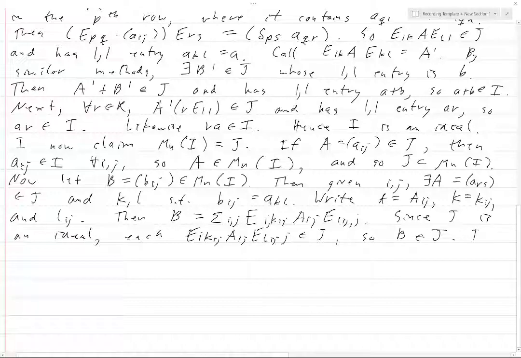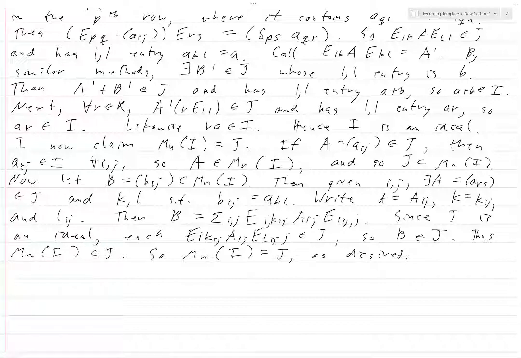So thus, Mn of I is contained in J, so Mni equals J as desired. All right, now this completes the proof. Ha, just kidding, LOL. We're not done yet. We gotta prove that we have a relation between the ideals of R and the ideals of M and R, given by a bijective map.